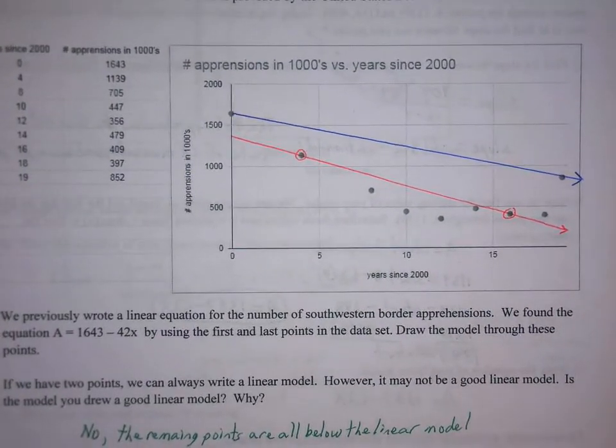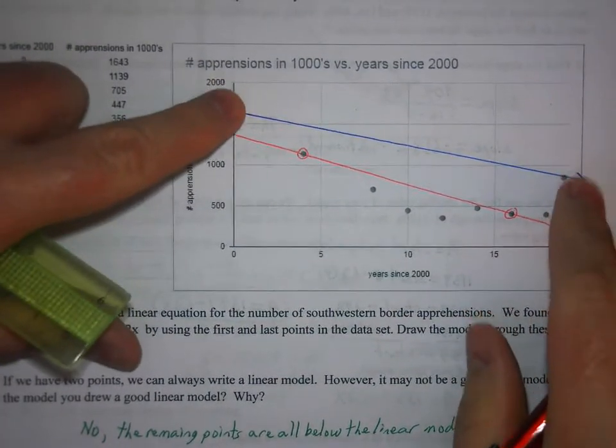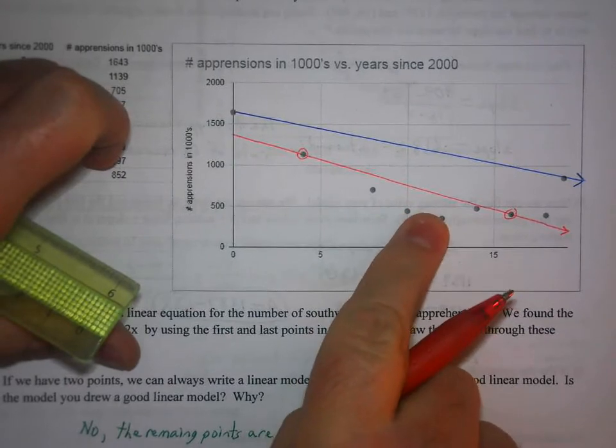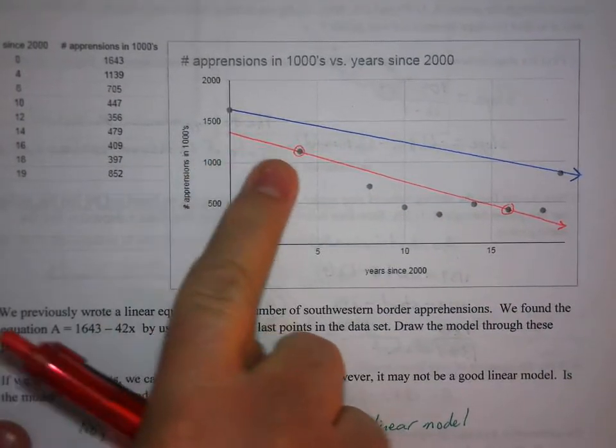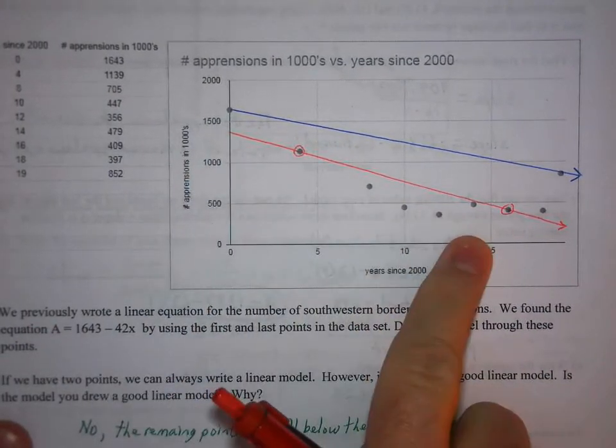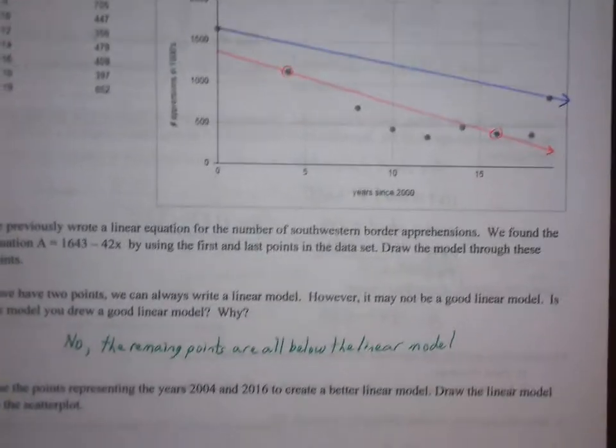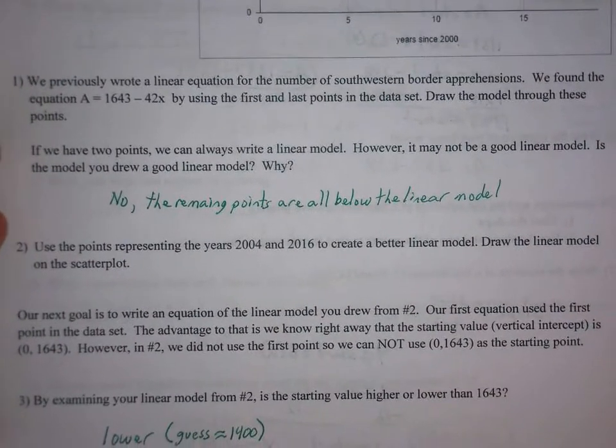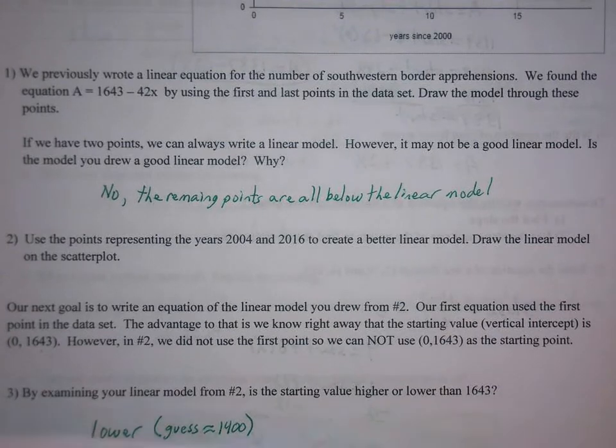Now it looks like that will be a better linear model because we have a few points above that line and a few points below the line. And we can see that that line captures the general trend downward. All right, so our next goal is to write an equation for the linear model we drew from number 2.